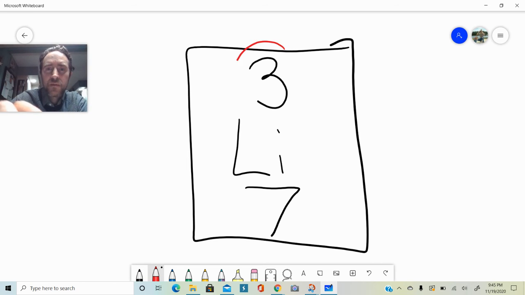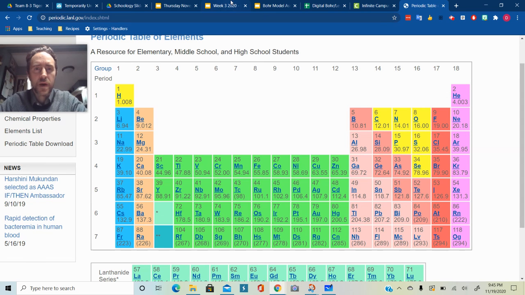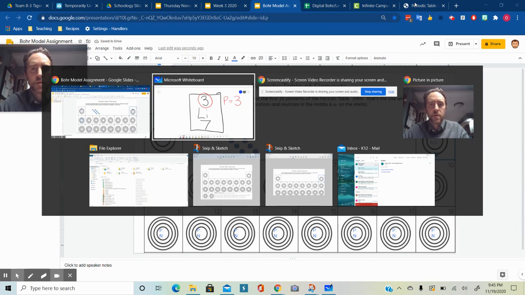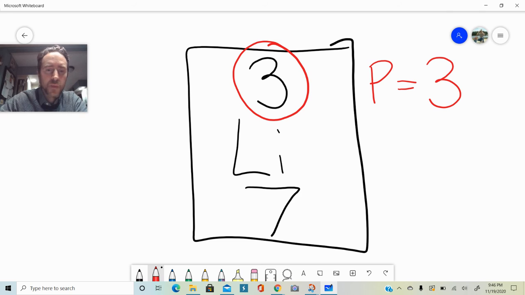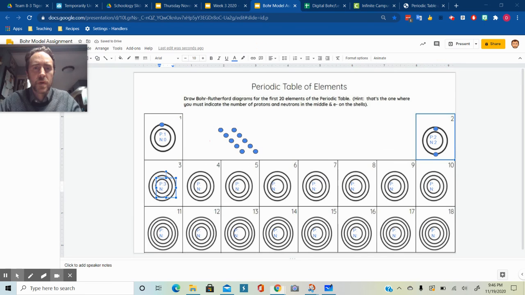So first thing we find, protons. Protons is 3. So let's go ahead and put that into our assignments. Protons 3. Neutrons. Again, we take this number and we subtract the top number, and 7 minus 3 equals 4. So neutrons is 4.